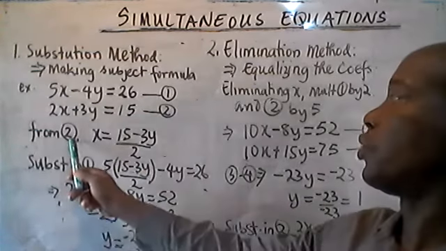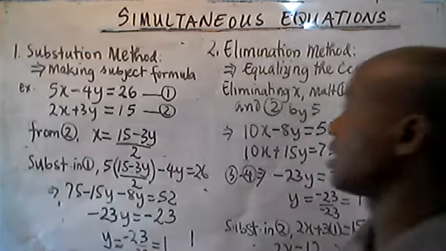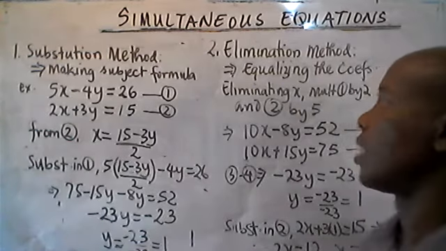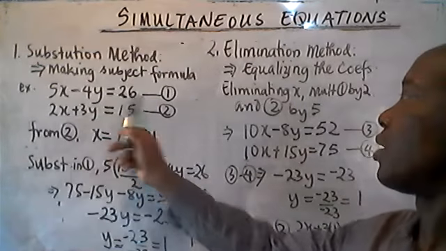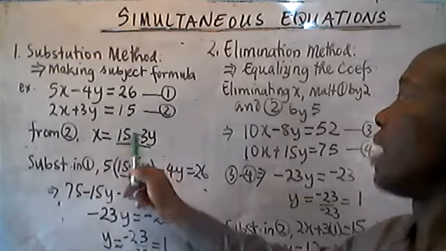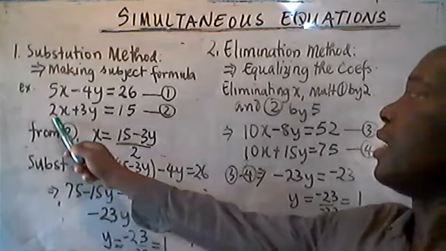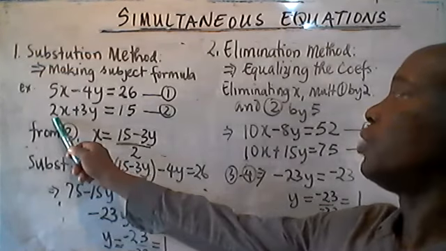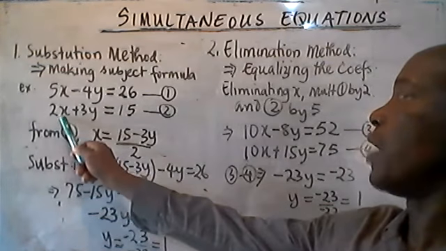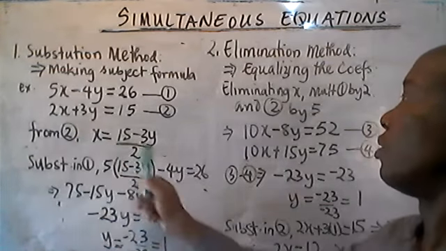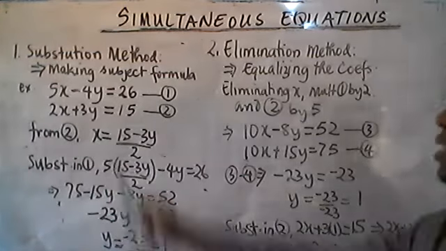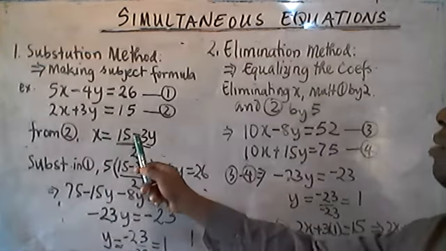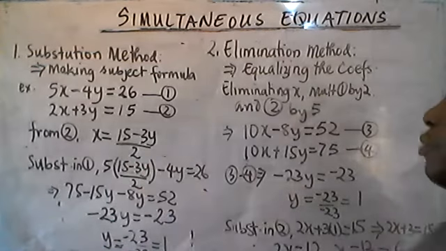From equation 2, we make x the subject of the formula. How? We carry plus 3y to the right hand side, it becomes 15 minus 3y. Then divide by the coefficient of x, which is 2, all over 2. And that makes x the subject of the formula. That is, x is equal to 15 minus 3y all over 2.